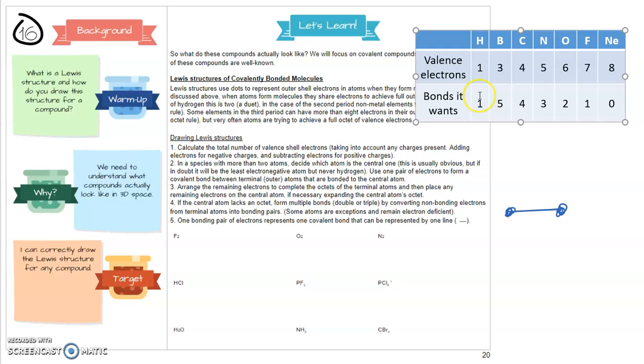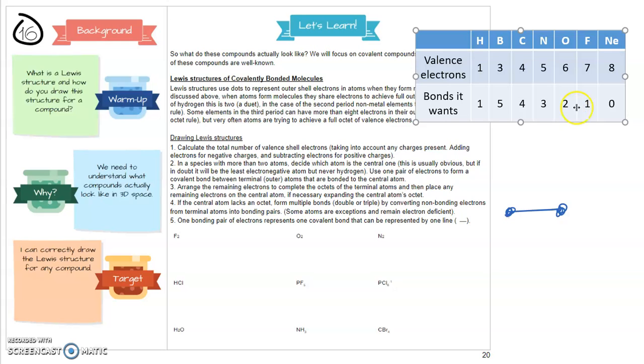Okay, it only has one valence electron, it only wants one more bond. But then boron, okay, 3 valence electrons, wants 5 bonds. This is for carbon's entire column. So anything that is in the same column of the periodic table as carbon has 4 valence electrons and wants 4 bonds. Nitrogen's column, anything there has 5, wants 3. And if you're thinking about it, 3 plus 5 is 8, 4 plus 4 is 8, 5 plus 3 is 8, 6 plus 2 is 8, 7 plus 1 is 8, and so forth, okay?